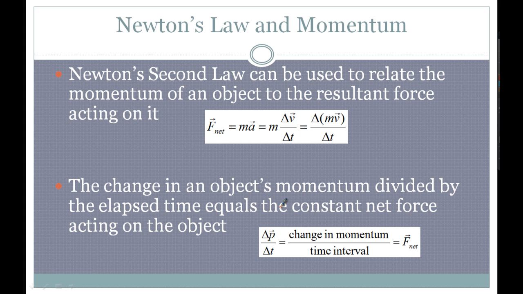So Newton's second law can be used to relate the momentum of an object to the resultant force acting on it. So force equals mass times acceleration, and acceleration equals change in velocity over time, and therefore the change in the mass times velocity, which is your change in p, over your change in time, is going to equal the net force, which is exactly what I just said right down here. So the change in object momentum divided by the elapsed time equals the constant net force acting on the object. So force equals change in momentum over time.